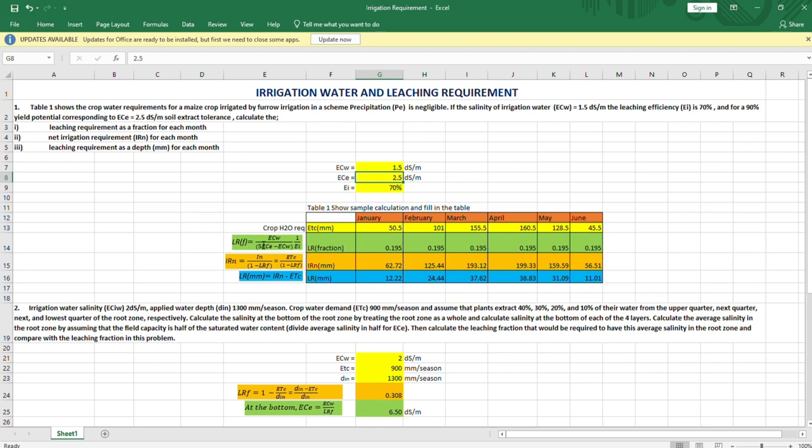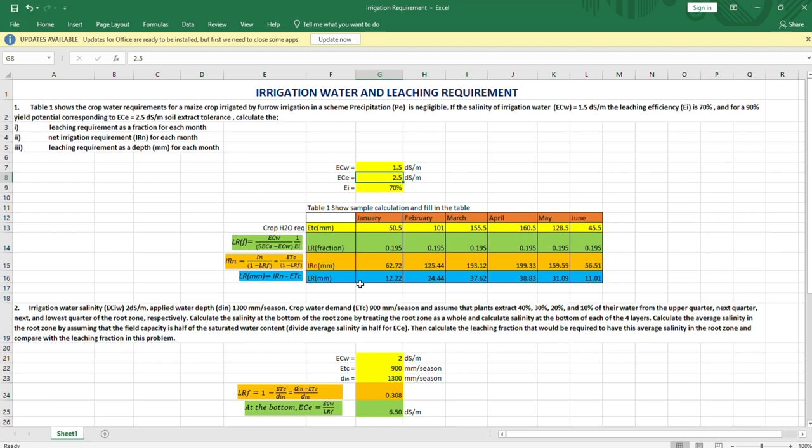So here are the formulas. The leaching requirement is given by the salinity of the water over 5 times the salinity of the soil minus the salinity of the water, then times 1 over the leaching efficiency. We were given on the table the crop evapotranspiration. This is the amount of water that is needed by the crop just to grow, for around 6 months. That's a long-term crop, a maize crop. For January, it needs around 50 mm. For February, around 101, and all the way up to maturity.